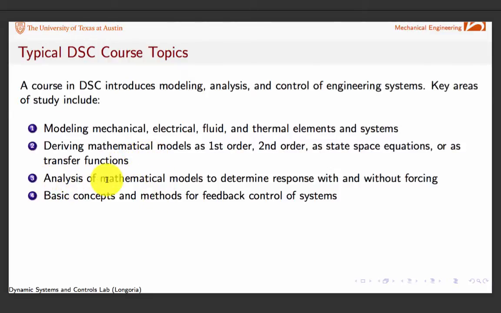You focus also on analysis of those models to determine the response, both in the time and frequency response, either with or without forcing, which means input forcing. And also the course introduces methods, basic concepts in feedback control. So these are all topics that we try to touch on in the DSC laboratory as well.